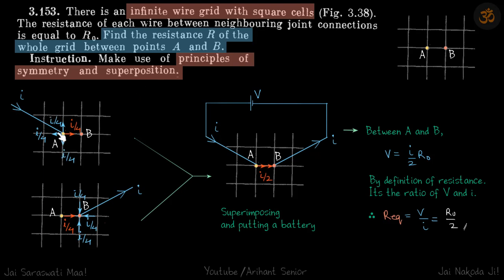So let's use the hint they have given. We'll put the current I in this grid. We are putting the current in from the top through some wire, and because this is an infinite grid, the current is going to go I by 4 in each direction, where it will go to infinity. We don't know where it will go, but it will go I by 4 in each direction. So we are providing the current to the grid.